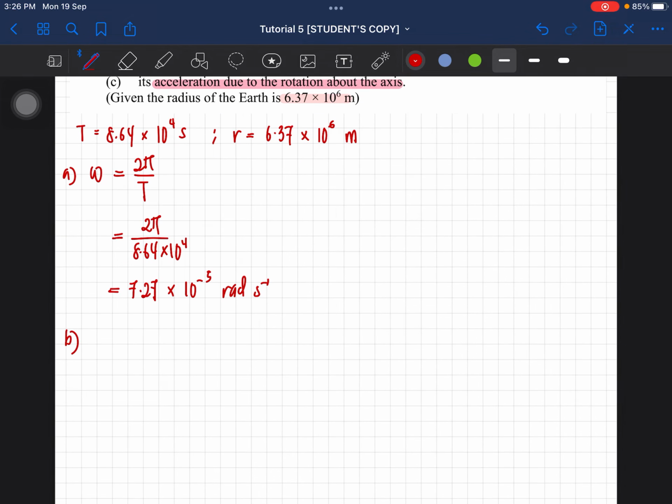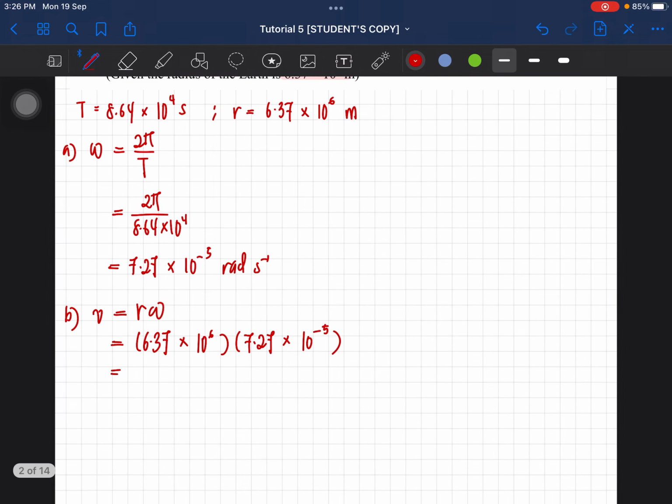So linear speed is just v equal to r omega. So the radius is given, and omega is the one that we've calculated just now, which is 7.27 times 10 to the power of negative 5. So substitute and then calculate that. You will get the velocity to be equal to 463 meter per second.